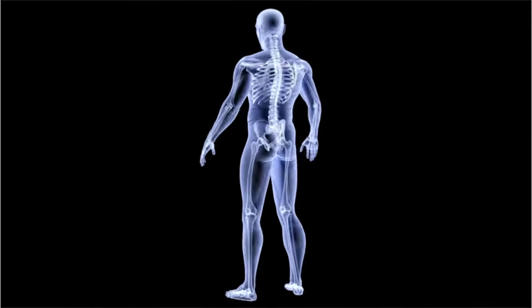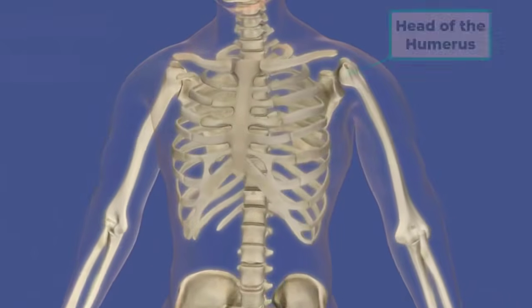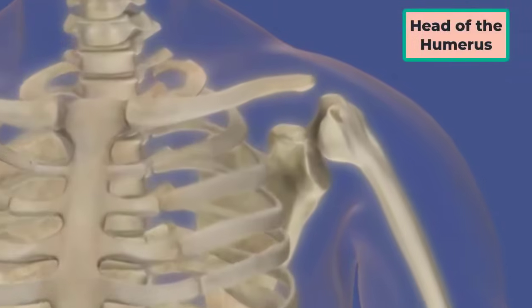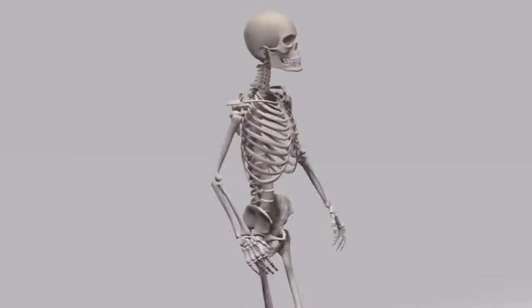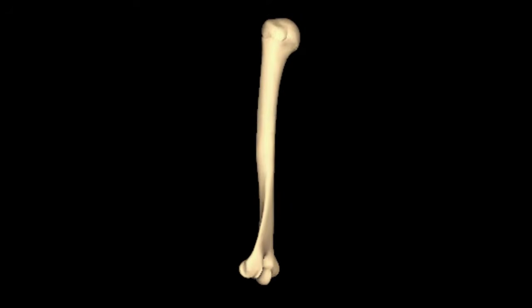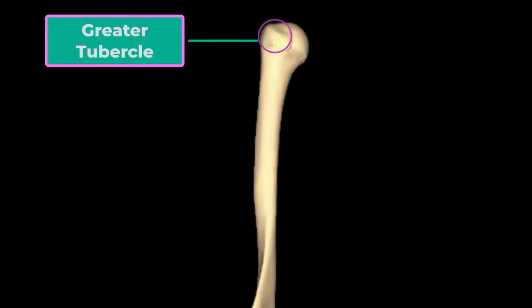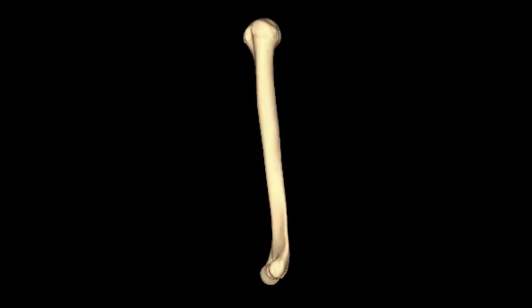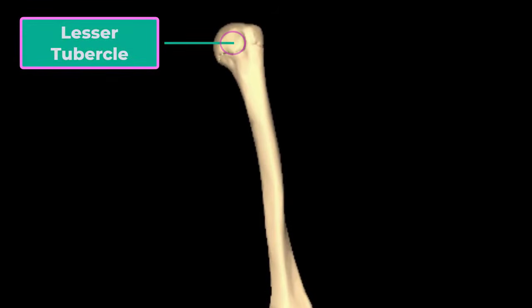The humerus is the single bone of the upper arm region. At its proximal end is the head of the humerus. The head articulates with the glenoid cavity of the scapula to form the glenohumeral joint. Located on the lateral side of the proximal humerus is an expanded bony area called the greater tubercle. The smaller lesser tubercle of the humerus is found on the anterior aspect of the humerus.